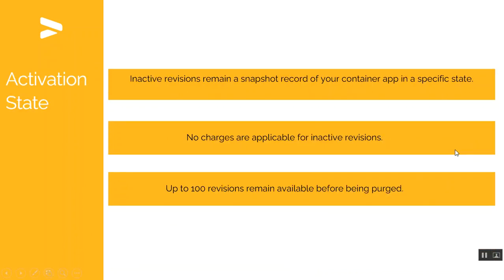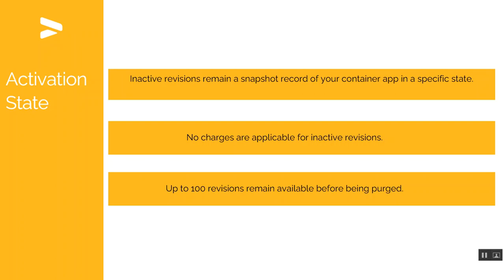And next comes the activation state. Inactive revisions remain a snapshot record. As I said, it's going to hold the state where we last deployed the revision, right? And there are no charges applicable for the inactive revisions. Say I have 10 revisions, only 1 is active and all 9 are inactive. You're not going to pay for that.